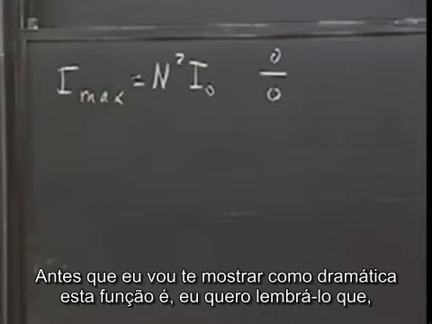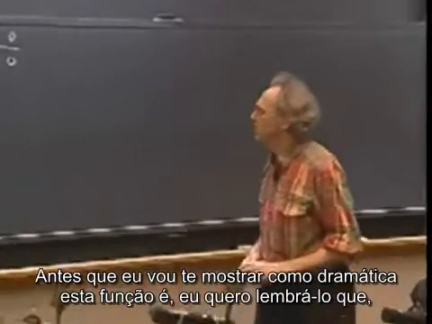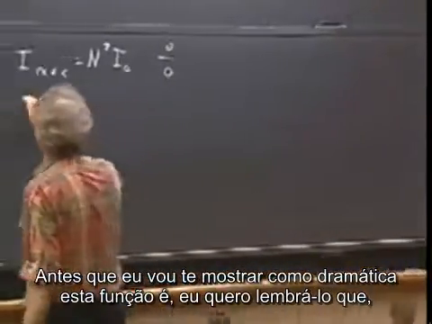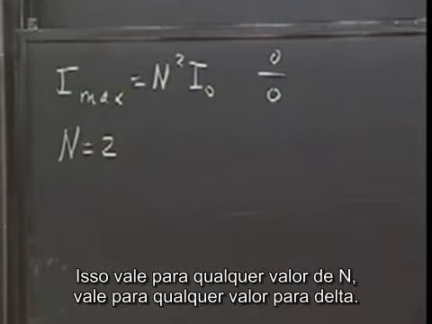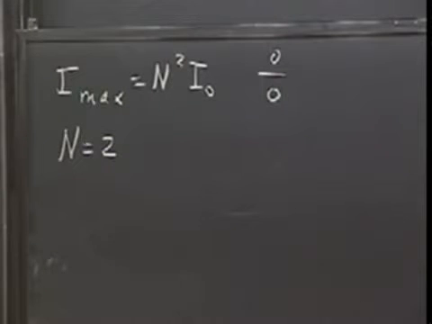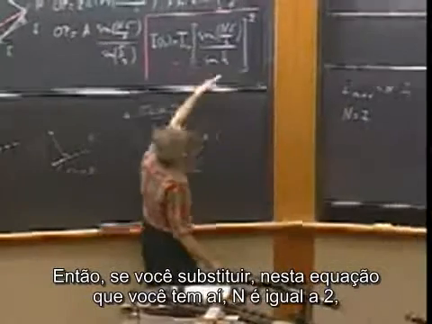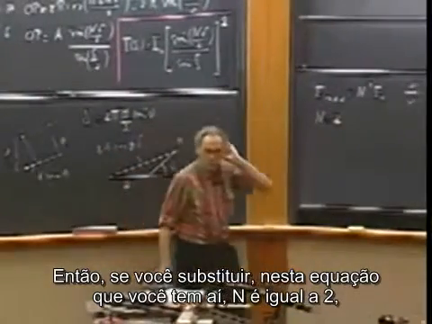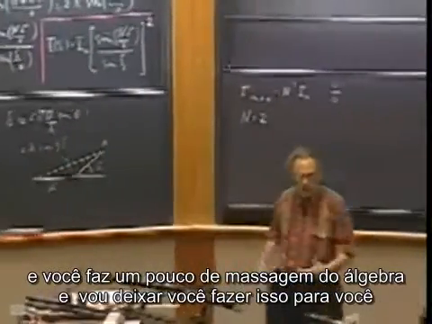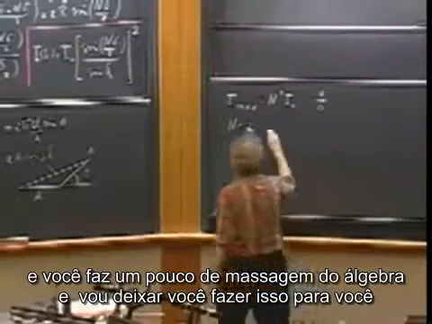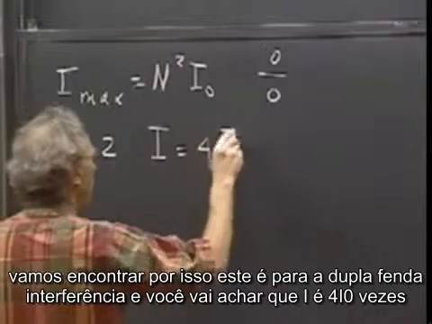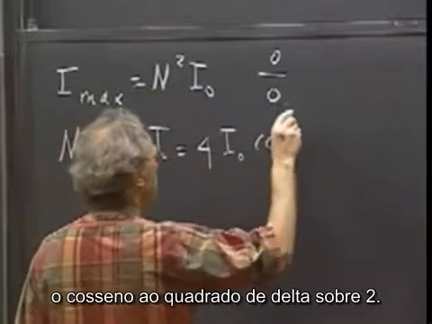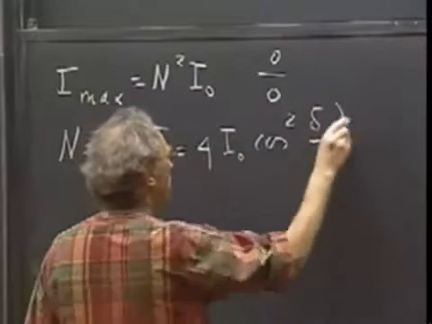Before I will show you how dramatic this function is, I want to remind you that for n equals 2, which is what we covered last time, you can use this equation. This holds for any capital N. It holds for any value for delta. So if you substitute in this equation that you have there, n equals 2, and you do a little bit of massaging of the algebra, I will let you do that, you will find, so this is for the double slit interference, you will find that I is 4I0 times the cosine squared of delta over 2.